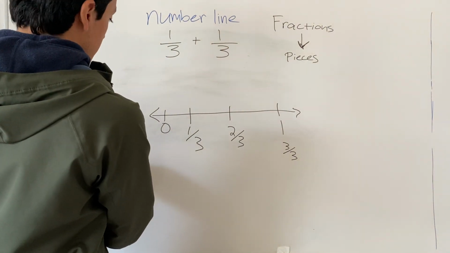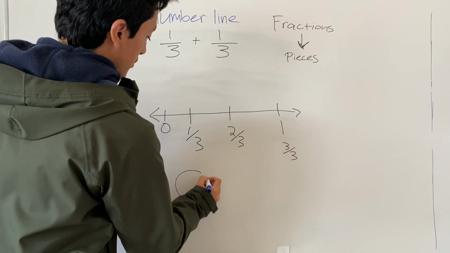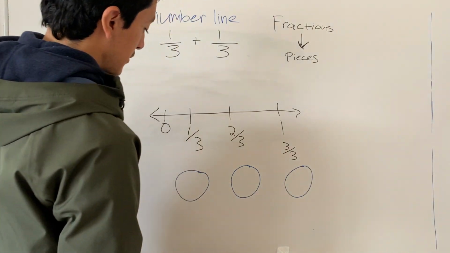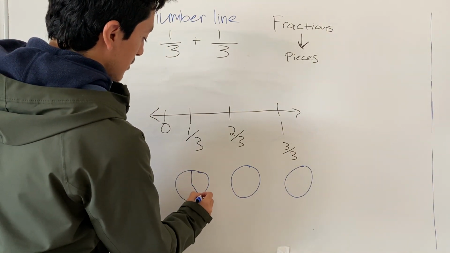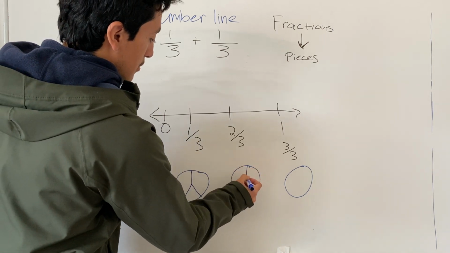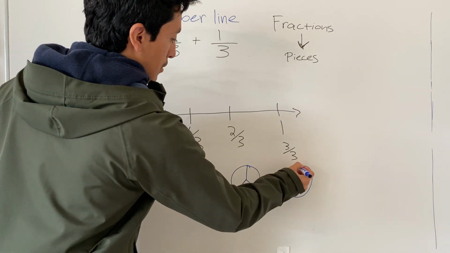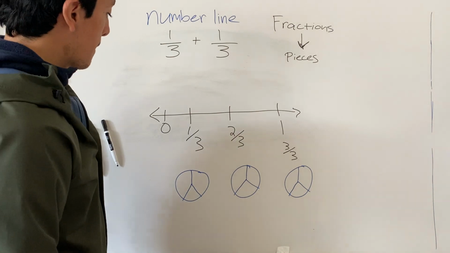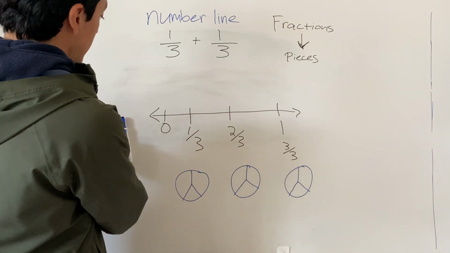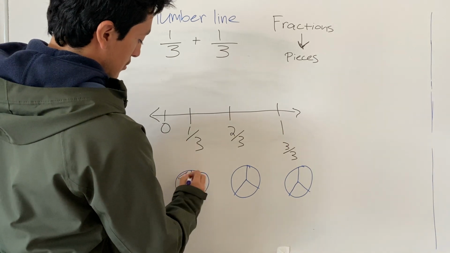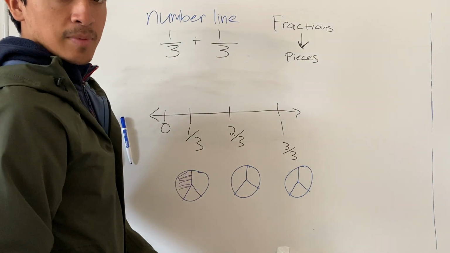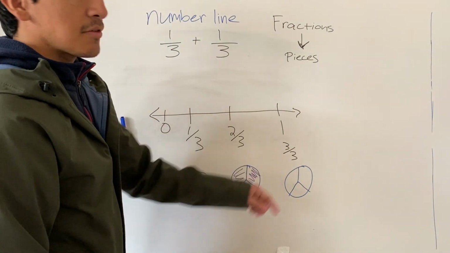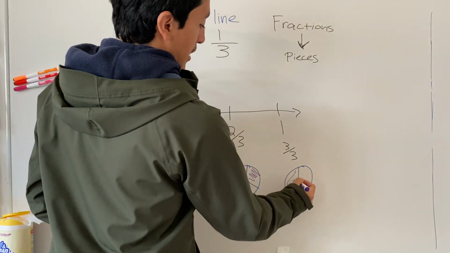Another way of thinking about it is I like to draw them. Let's say right here I have a circle, right? I have a circle. I have how many pieces? 3 pieces. For all of them. All of them have a denominator of 3, so all of them have 3 pieces. This one, how many pieces of it is shaded in? Just 1. This one, how many pieces are shaded in? 2. This one, how many pieces are shaded in? 3.